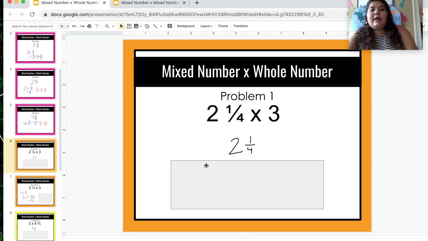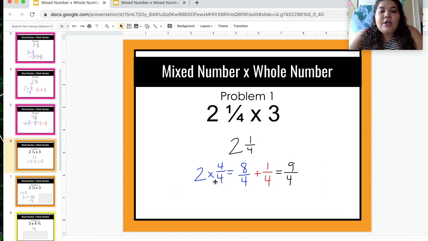So problem number 1 is 2 and 1/4 times 3, right? And we can't just do the 3 times the 2. We need to be able to multiply this whole number together. And the way we can do that is by changing 2 and 1/4 into an improper fraction. So we're going to do the same steps we did with the last mixed numbers. So we would do 2 times 4/4, which would give us 8/4. Then we would add this 1/4 here, and then we would get 9/4.